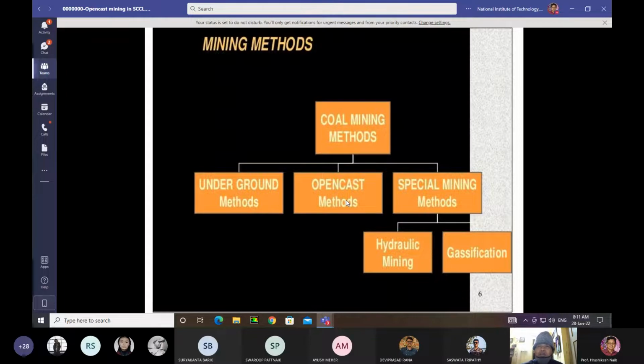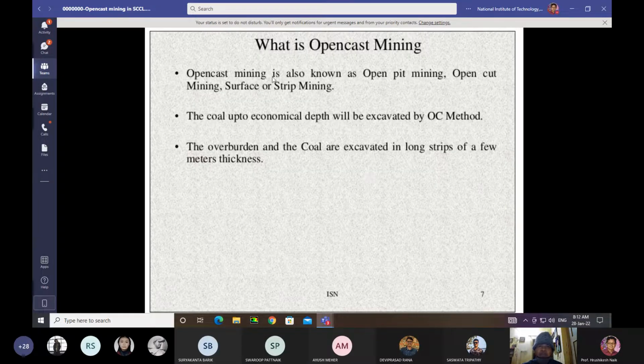So what is the open cast mining method? Open cast mining is also known as open pit mining, open cut mining, surface mining, or strip mining. These are the different terminologies used for open cast mining. So if somebody says open cast mining, it may mean open pit mining, open cut mining, surface mining, or strip mining. All these terms are applicable to surface mining technology.